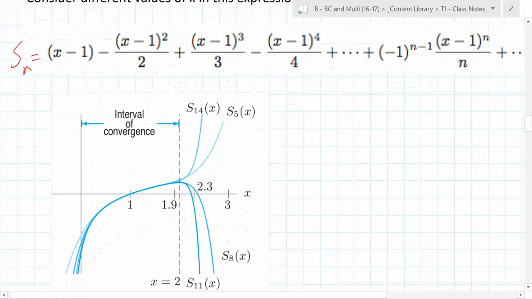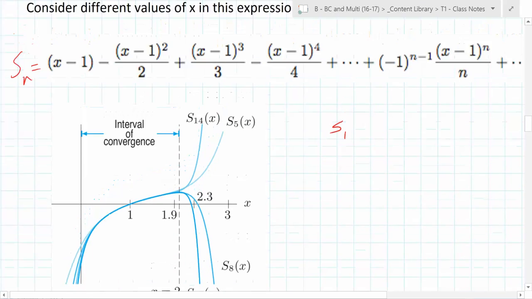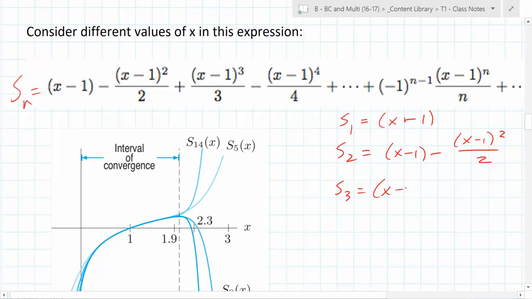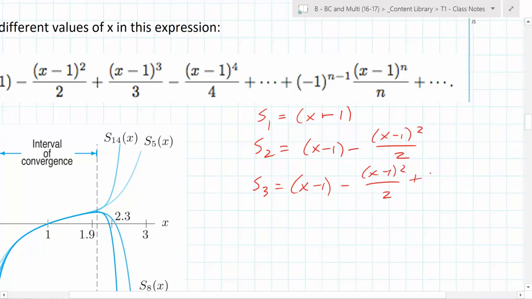Absolutely. Now, what does S1 represent? How many terms are in S1? That means the partial sum with one entry. So what is S1? One term. So what's the first term? Yeah, x minus 1. What's S2? x minus 1 minus (x minus 1) squared over 2. It's two terms added together. It's the second partial sum. What's the third partial sum, Annie? What's S3? x minus 1 minus (x minus 1) squared over 2 plus (x minus 1) cubed over 3. Excellent. So those are all the partial sums.